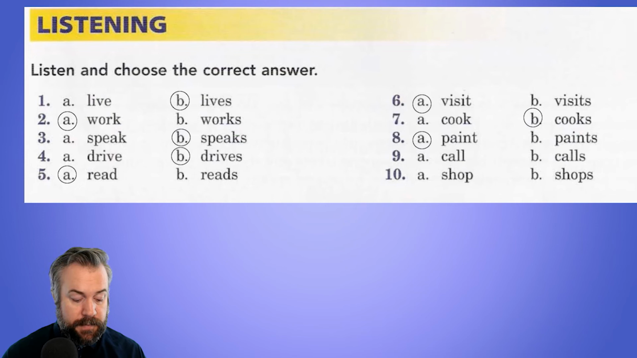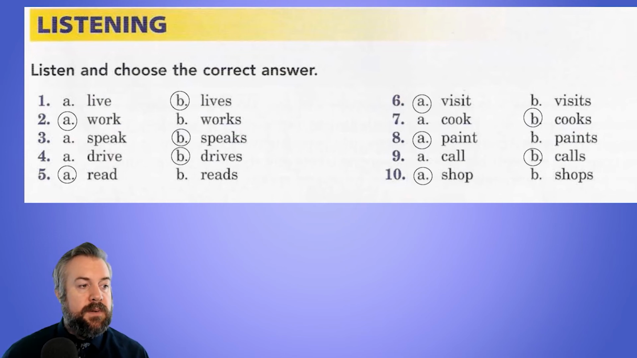And number 9. My friend Betty calls me every day. My friend Betty calls me every day. The answer is B. Calls. And the last one, number 10. My parents usually shop at the mall. My parents usually shop at the mall. That's right. A. Shop. They shop.